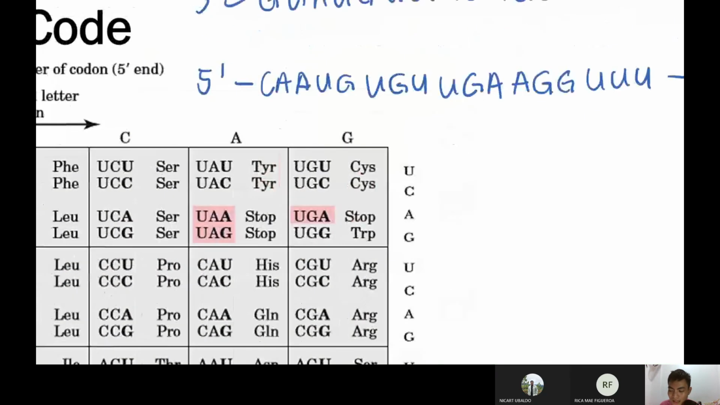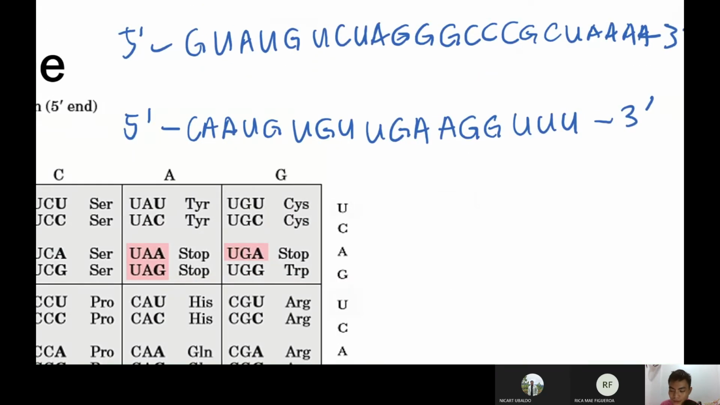Again, always look for the AUG because that is the start codon, which translates to methionine. So itong GUA, hindi yan. UAU, hindi rin yan. AUG, ayun. So you will start here, followed by the next three, the next three, the next three, the next three, and stop ka na dyan.